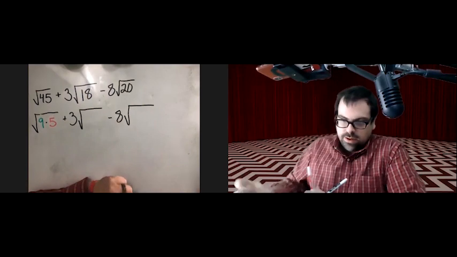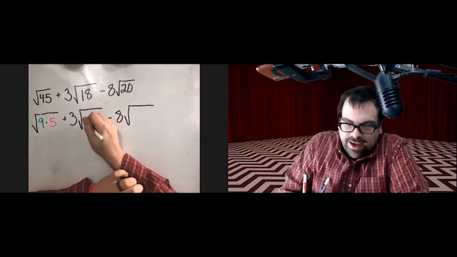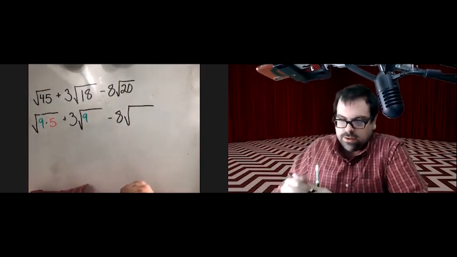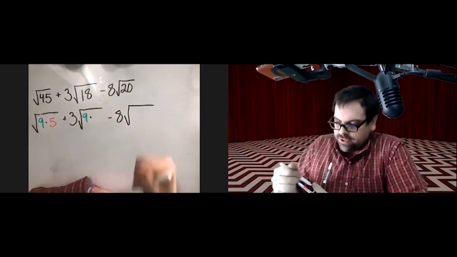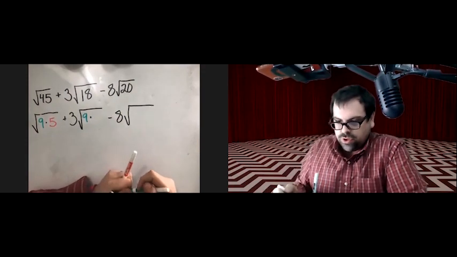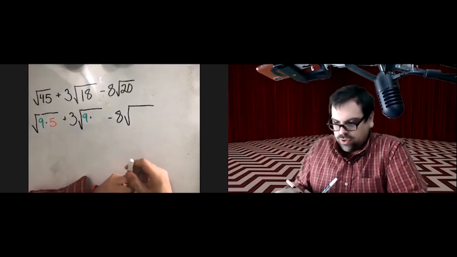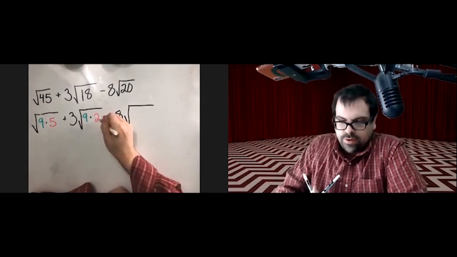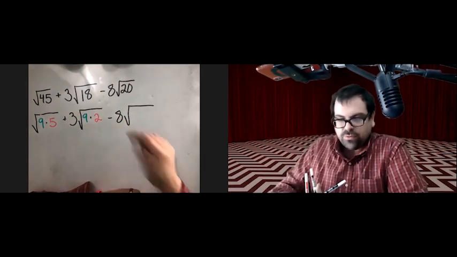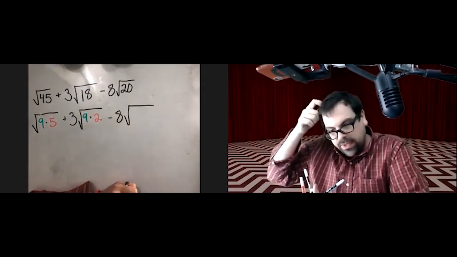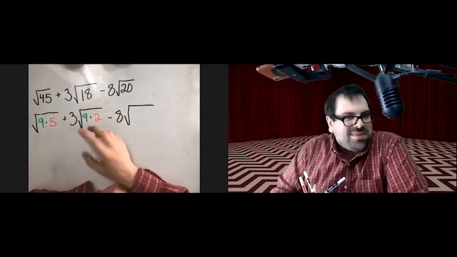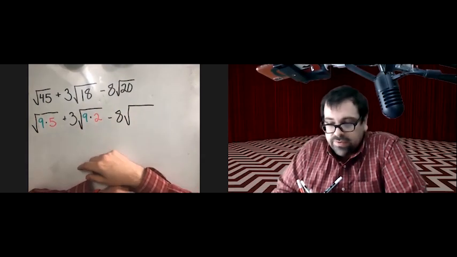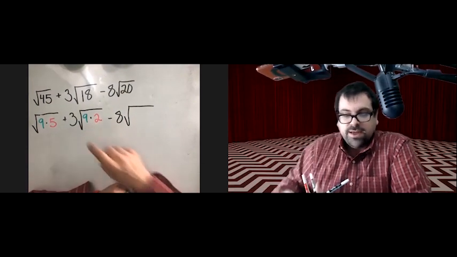18 is 9 times 2. 9 is a perfect square factor, so we can use that. 3 times 6 would be useless. 3 and 6, we can't take the square root of either. We want to pick something where we can take the square root of 1.